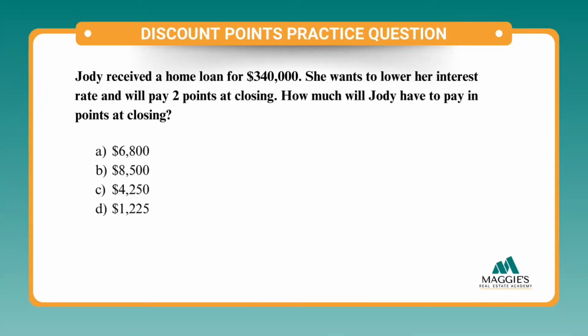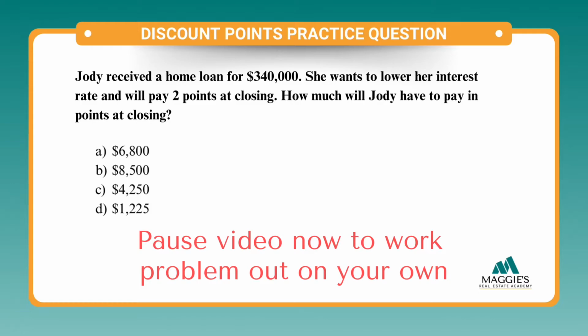Let me break it down with an example of something you may see on your real estate exam, since this is a concept I get a lot of questions about, and you can see just how easy it really is. Jody received a home loan for $340,000. She wants to lower her interest rate and will pay 2 points at closing. How much will Jody have to pay in points at closing? Feel free to pause the video now if you'd like to work this question on your own.